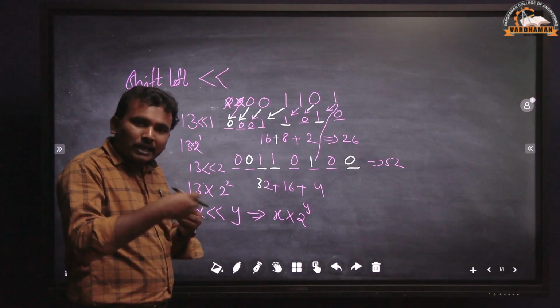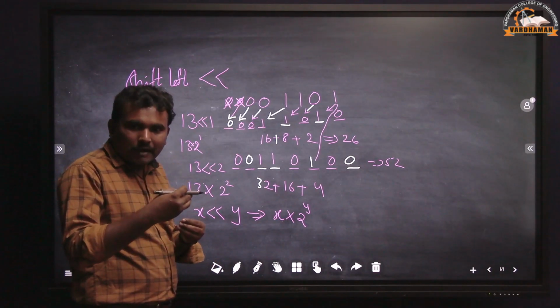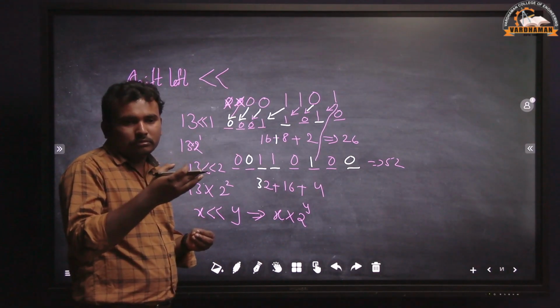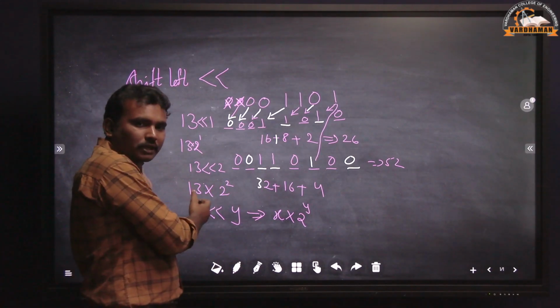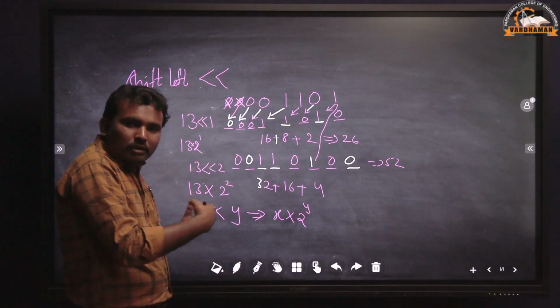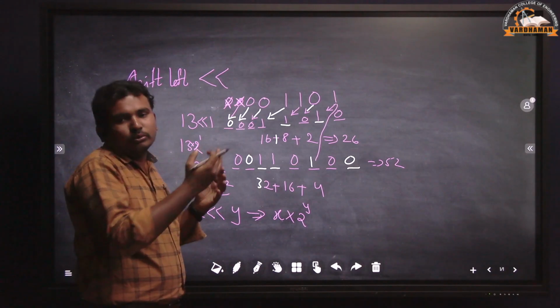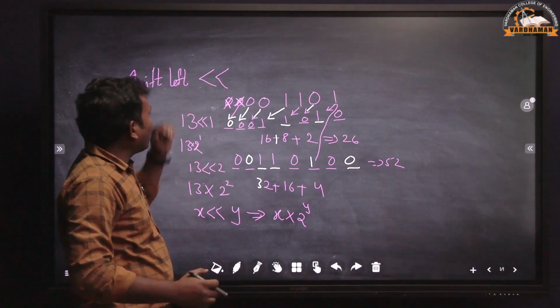So there is an increase of multiplying by 2. Every bit is moved towards the left side, so every value is upgraded by a factor of 2. So that is the shift left operation.